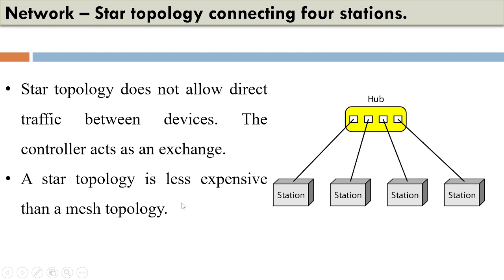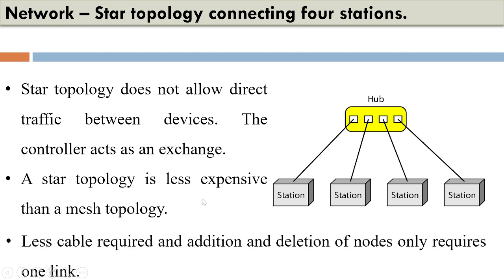Okay, the star topology is less expensive than a mesh, because suppose you want to add another station, you just have to establish one more wire, and the connection is done. Less cable is required, and there is no need for additional IO ports to be inbuilt in the nodes. So a single node can have a single IO port, and that particular IO port can be connected to the switch, hub, or a router.